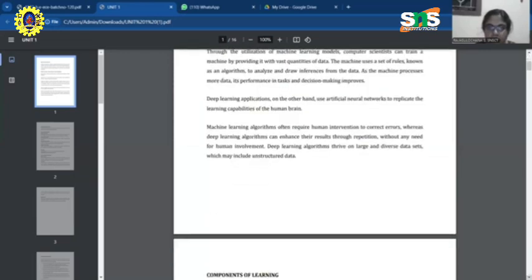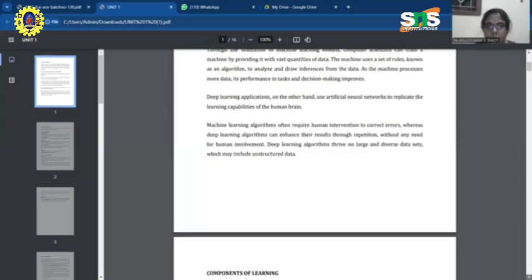Deep learning, on the other hand, uses artificial neural networks to replicate the learning capabilities of the human brain. The main difference between machine learning and deep learning is that machine learning algorithms require human intervention whenever an error occurs. Deep learning algorithms do not require human intervention, but instead enhance the result through repetition. It thrives on large and diverse data sets, which may include unstructured data. Processing unstructured data is quite difficult with machine learning algorithms.